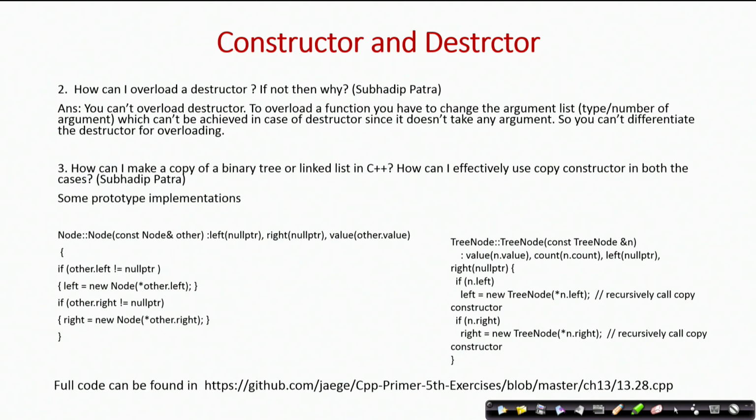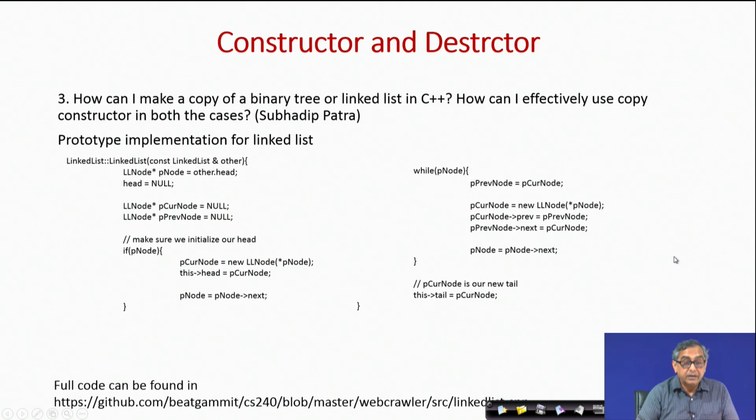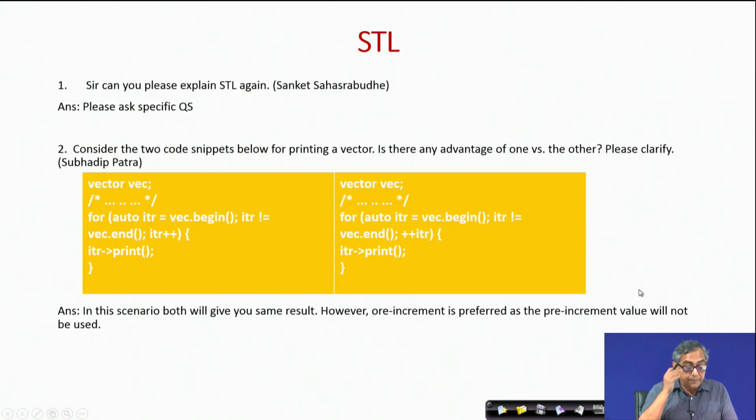How can I make a copy of binary tree or linked list in C++? How can I effectively use copy constructor in both these cases? So, it is basically a coding question. I do not think you would have required to ask this question, but since you did, in case of these we have shown some prototype implementation using the classes like nodes and so on. Right. So, I do not think I will go through this code, you can read and convince yourself. This is again a similar code for copying linked lists.